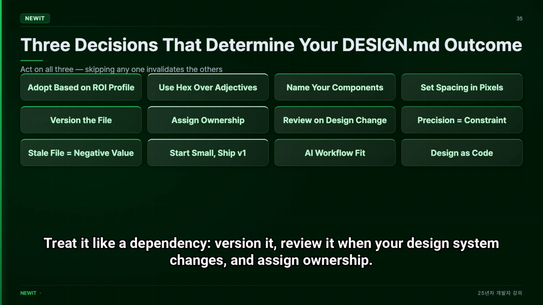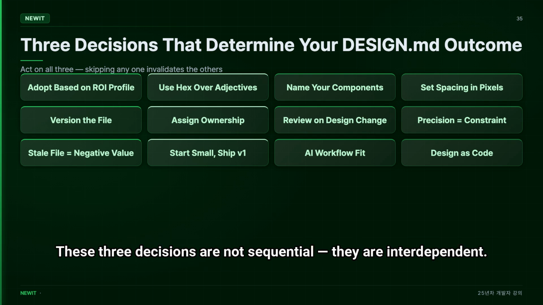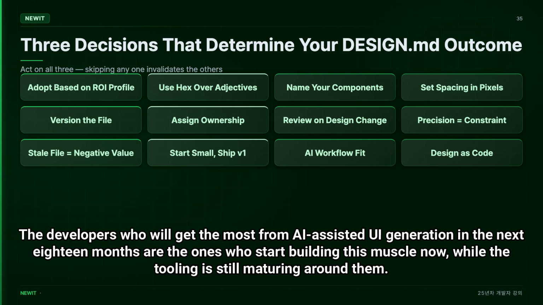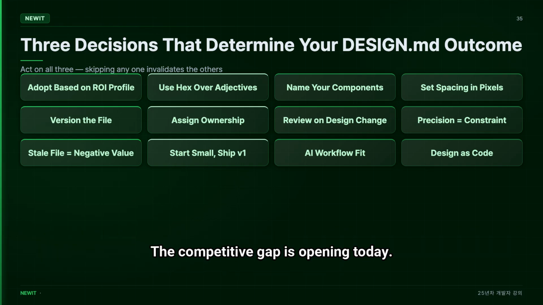Treat it like a dependency. Version it, review it when your design system changes, and assign ownership. These 3 decisions are not sequential, they are interdependent. You cannot get value from decision 1 if you skip discipline on decisions 2 and 3. The developers who will get the most from AI-assisted UI generation in the next 18 months are the ones who start building this muscle now, while the tooling is still maturing around them. The competitive gap is opening today.